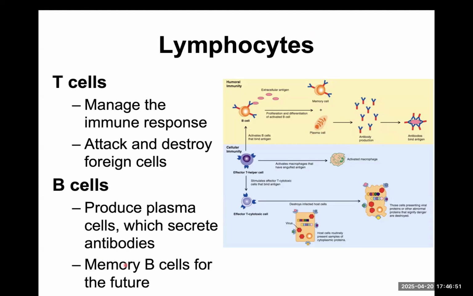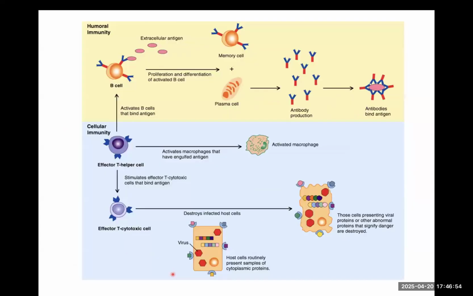So they have memory B cells for the future, so the response is quicker. This is that same image from your textbook. It's showing you that you have the humoral immunity, and you have the cellular immunity, which is T cells. The humoral is B cells, which is creating memory cells for the future as well, with the infection, and then sending antibodies to attack the antigen.